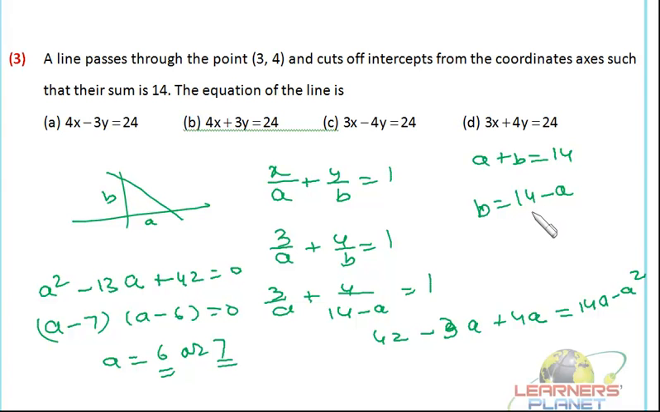So we have two pairs of a and b. So with this we'll be getting two equations of line. So we need to choose from the options which one is there, so that you can do on your own, I hope. Okay.